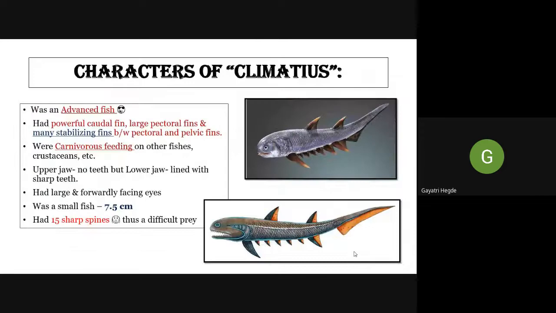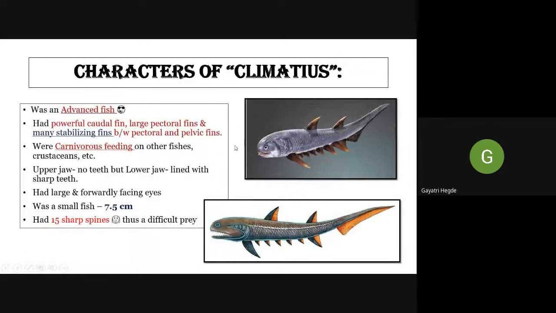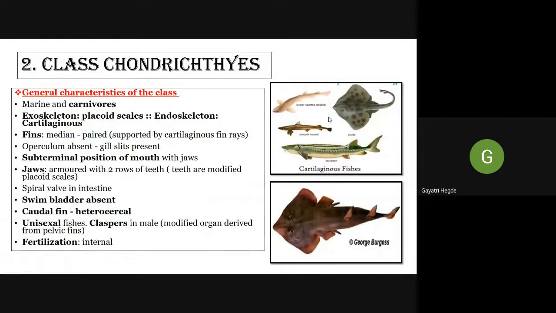We covered till Climateus, which was a member of class Placodermi. What does Placodermi mean? Fishes whose dermis, the skin, has plates, bony plates. So Placodermi includes fishes which are all extinct. We studied Climateus as an example of Placodermi. Now we will move to the two living classes of superclass Pisces.